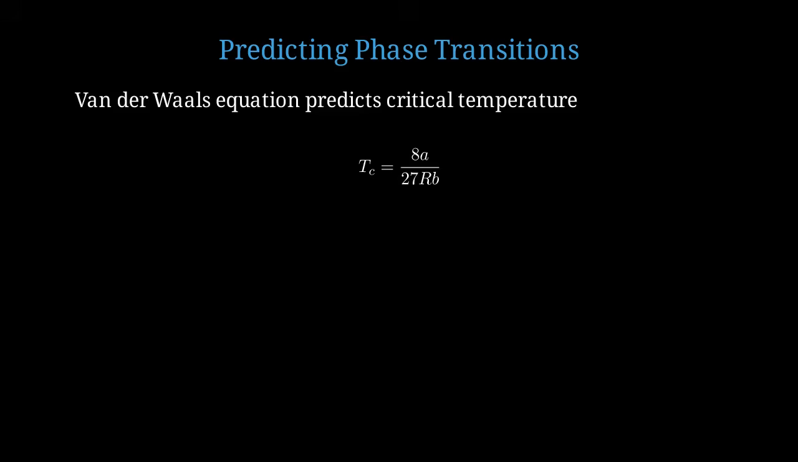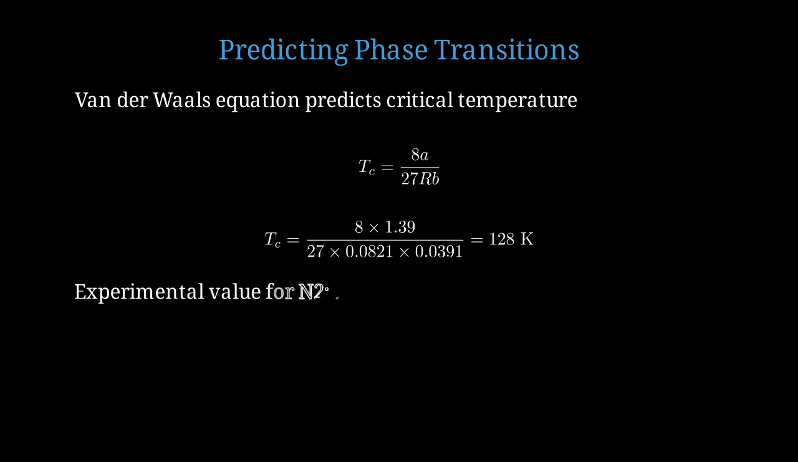The critical temperature T sub C equals 8a divided by 27Rb. For nitrogen, this equals 8 times 1.39 divided by 27 times 0.0821 times 0.0391, which gives 128 Kelvin. The experimental critical temperature for nitrogen is 126 Kelvin. Van der Waals predicted 128 Kelvin without any knowledge of the liquid phase. This is remarkably accurate. The van der Waals equation revolutionized chemical engineering and has enormous practical applications.